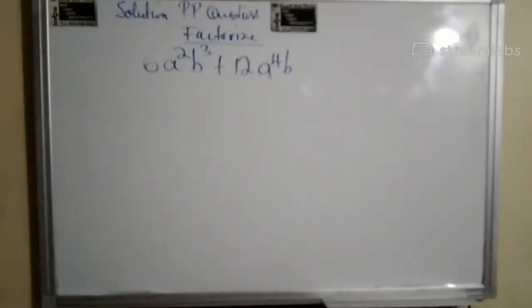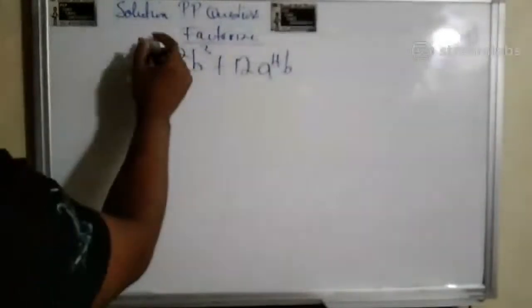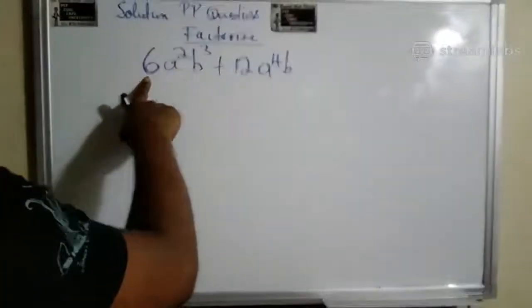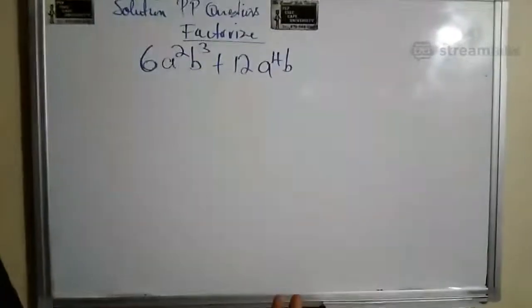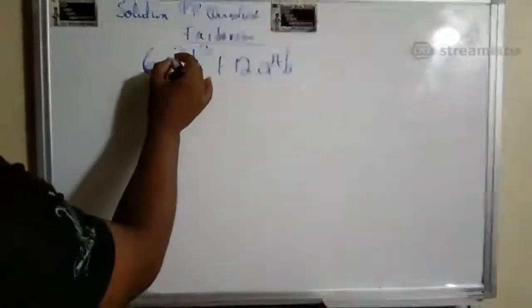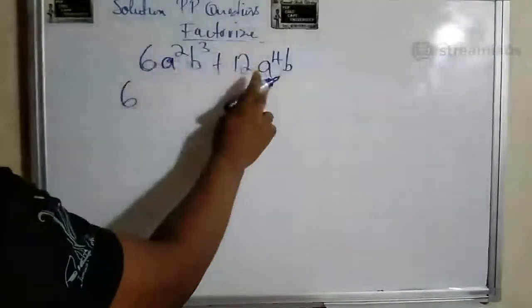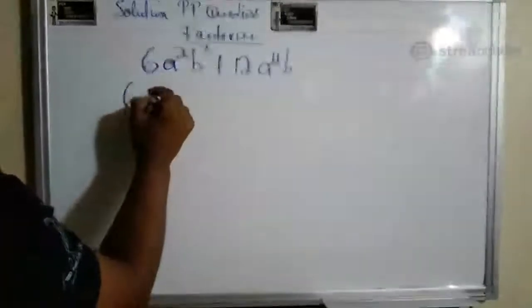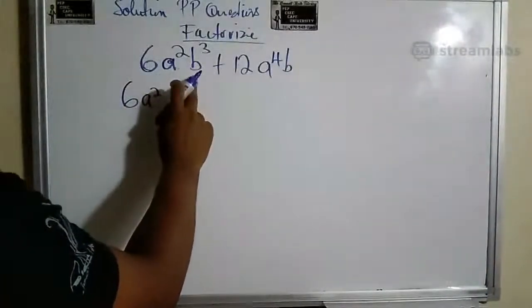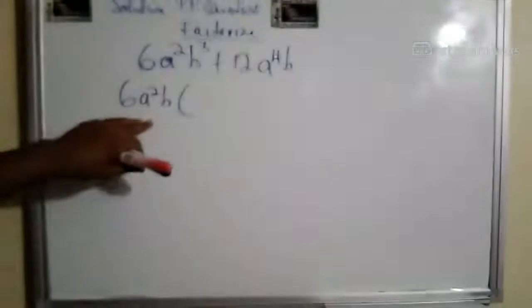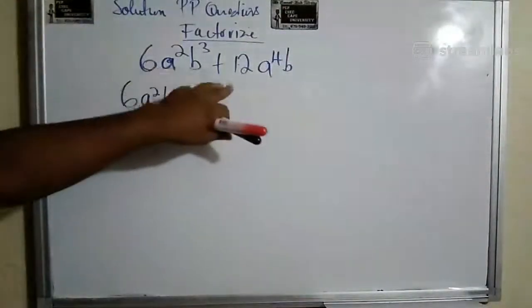Let's go, guys. Must be finished by now. So first we examine the numbers. This number is 6 and this is 12. What's the highest number that can go into 6 and 12? That's how factorization is: taking out the highest common factor. So 6 would be the number. We have a squared and a to the 4th. What's the highest? A squared. Let's look at b. You have b³ and b, so it's just b. Put a bracket. Now, when we multiply this times whatever is in the bracket, we must get back this. That's one way you can look at it.